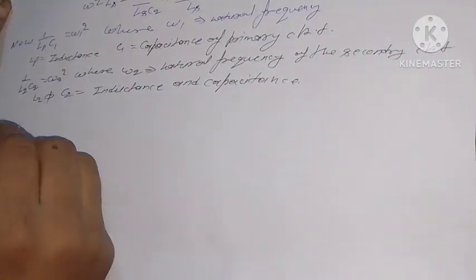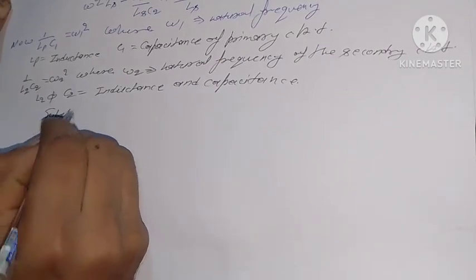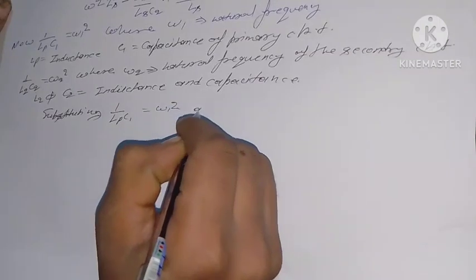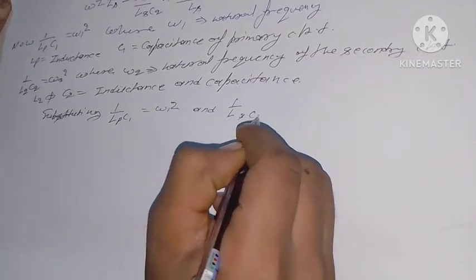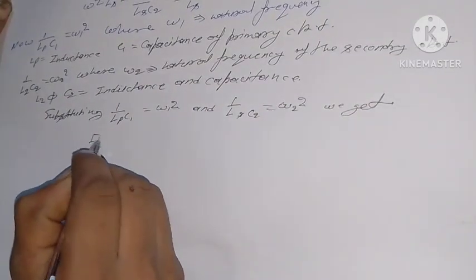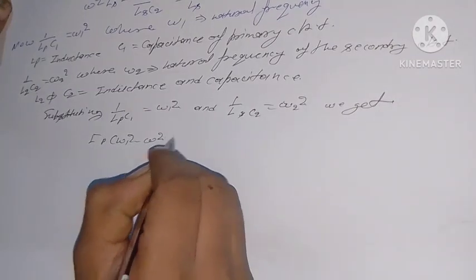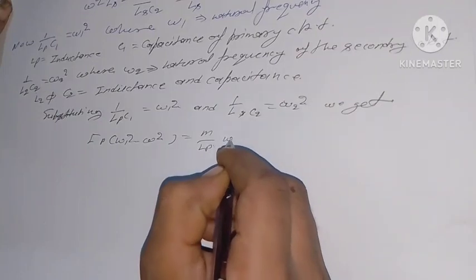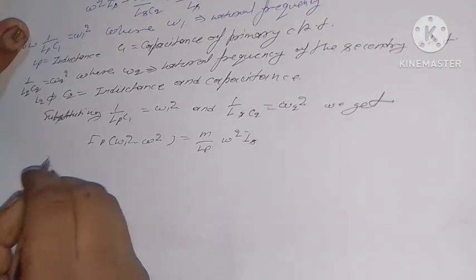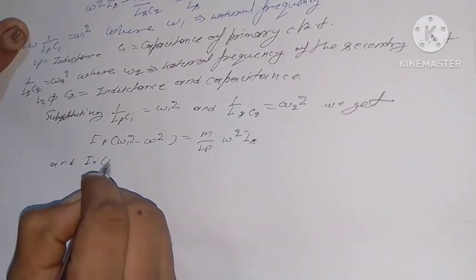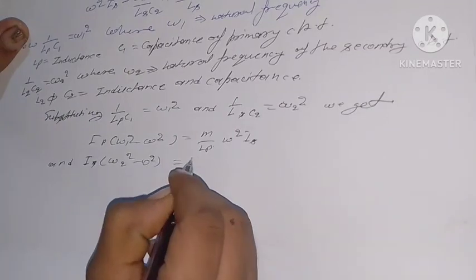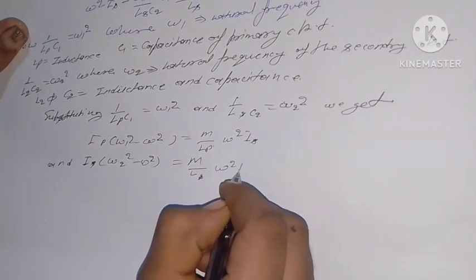Then substituting 1 by LP C1 equal to omega1 square and 1 by LS C2 equal to omega2 square, we get IP (omega1 square minus omega square) equal to M by LP omega square IS, and IS (omega2 square minus omega square) equal to capital M by LS omega square IP.